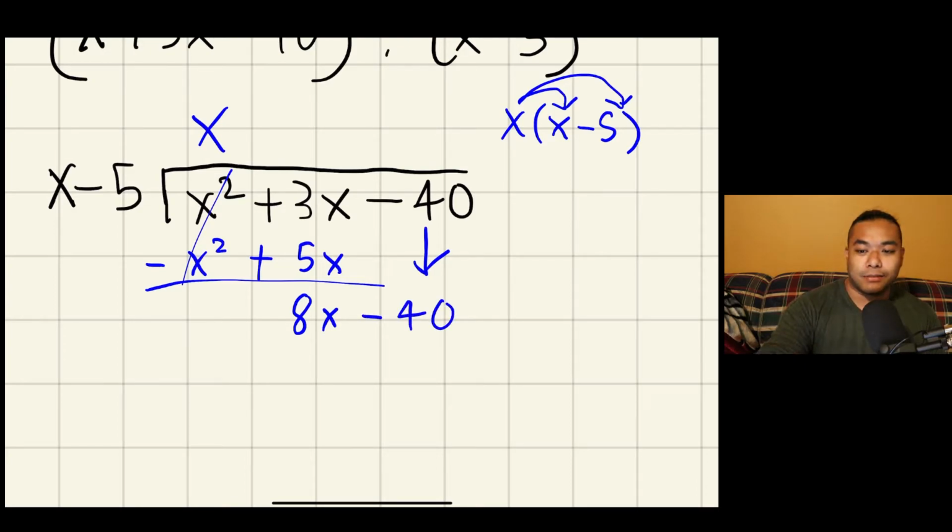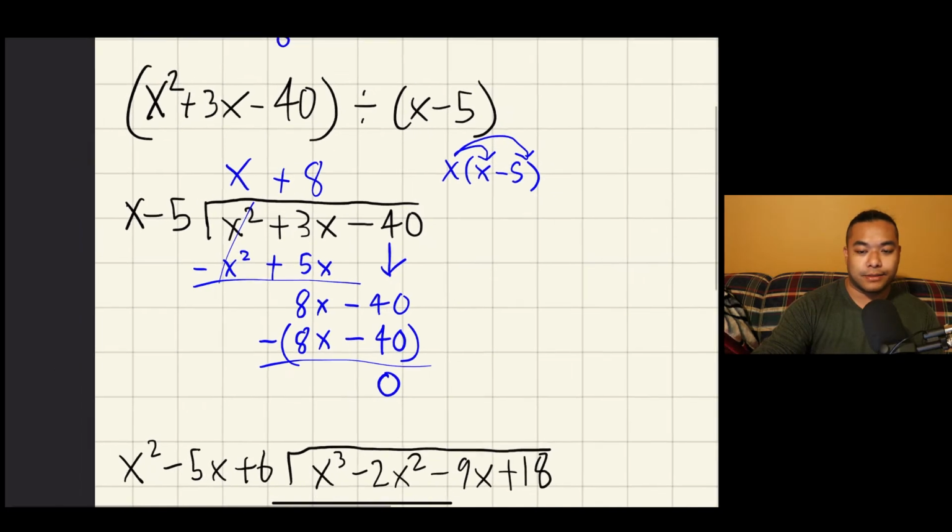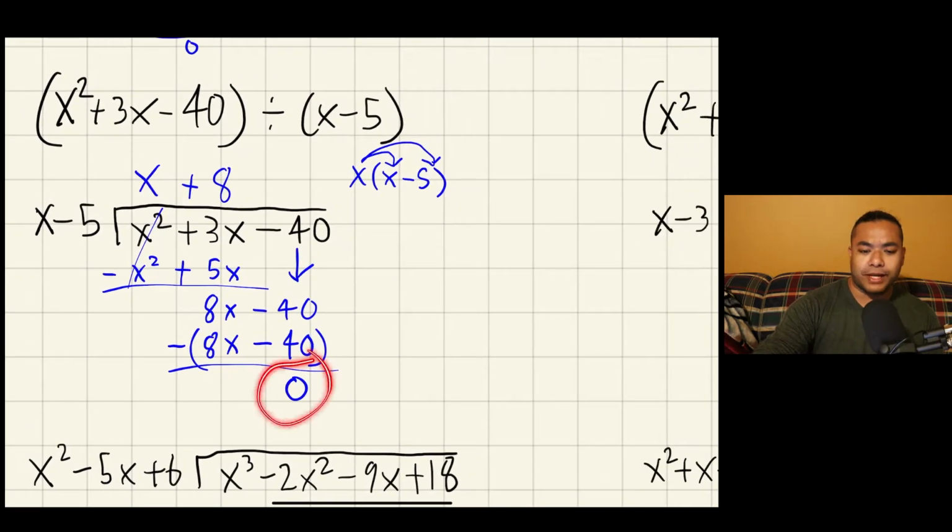How many times does x go into 8x? Well, x times 8 gives me 8x. So we say plus 8. 8 times x minus 5 would give us 8x minus 8 times 5 is 40. Well, huzzah. I subtract something from itself, I'll get a remainder of 0. What this means is, a remainder of 0 means this divided evenly.